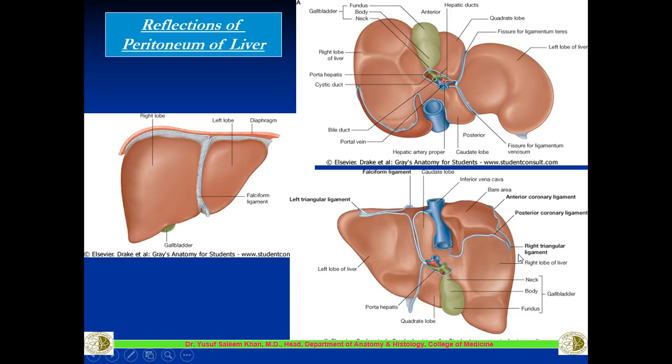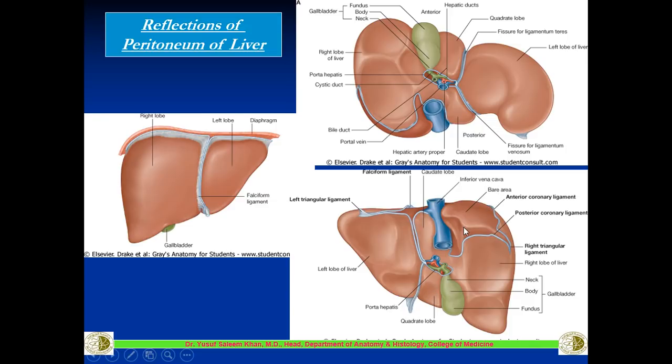Okay, so here you can see there is something called the coronary ligament. Between the anterior coronary ligament as well as the posterior coronary ligament, there is a big area which is called the bare area of the liver. Whichever part of the liver is not covered by peritoneum, those parts are called the bare areas of the liver. And the largest bare area is between the two coronary ligaments, anterior and posterior. This whole area is not covered by peritoneum, so it is called bare, without any covering.